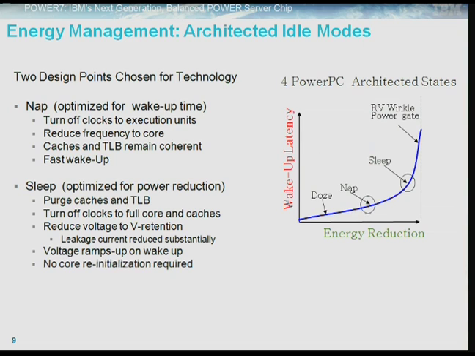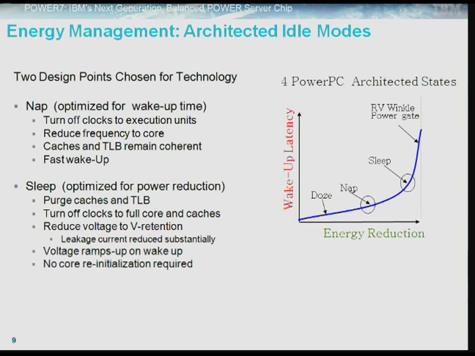Okay, let's switch gears over to energy management. The graph at the upper right shows the classic power management trade-off of wake-up latency versus energy reduction for architected idle modes. The Power 7 architecture defines 4 idle modes: doze, nap, sleep, and Rip Van Winkle, which is associated with power gating. Power 7 chose to implement 2 knee of the curve design points. To optimize for best wake-up time, we implemented nap mode. In nap mode, clocks are turned off to the execution units and frequency is reduced, but caches and TLBs remain coherent to reduce wake-up time.